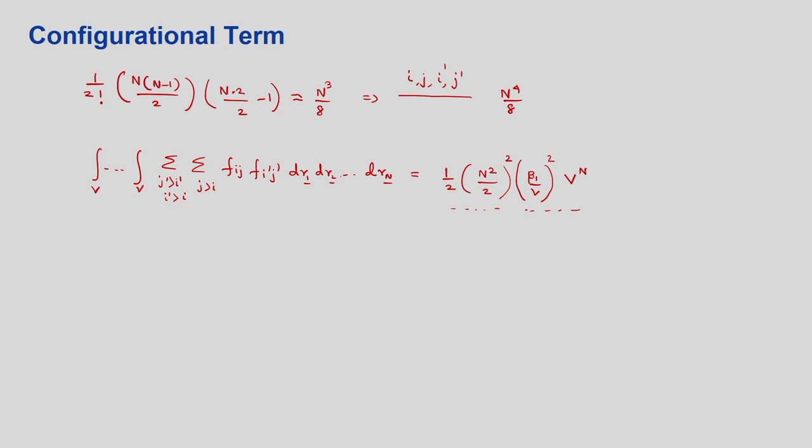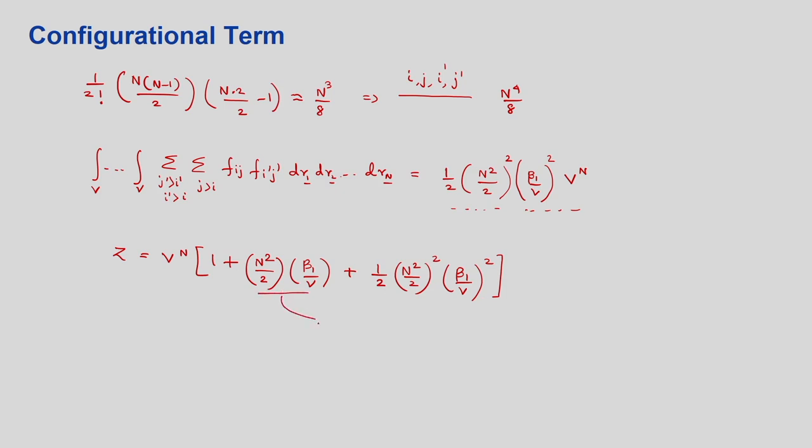So overall, now when we are considering these mixed terms, that is the quadratic terms of the function, we have seen fij, we have seen fij into fi dash j dash. So now we are in a position to write this down. It is equal to vn z, I take vn common, 1 plus, as we already know, n square by 2 into beta 1 by v, plus now this term will come, that is n square by 2 whole square by beta 1 by v whole square. This is the term which is coming. Obviously, these terms are related to these types of integrals, just to make it simpler. So this is the expression for the configurational entropy.